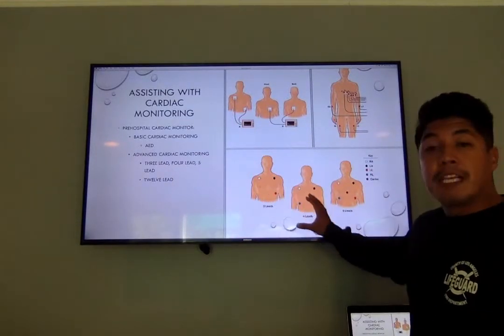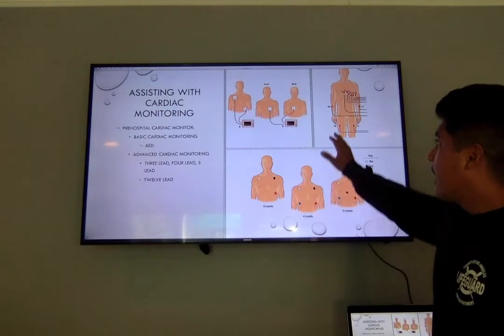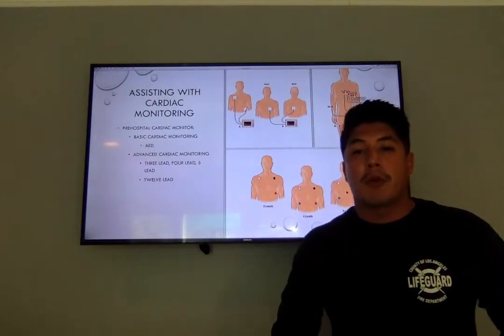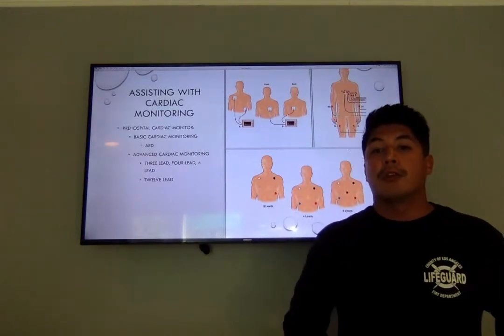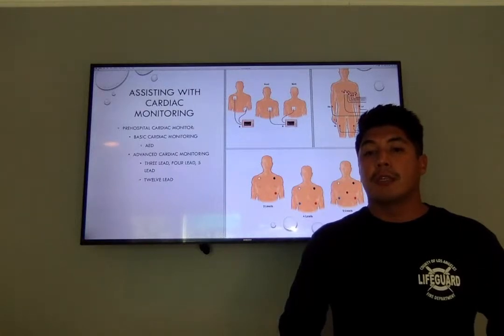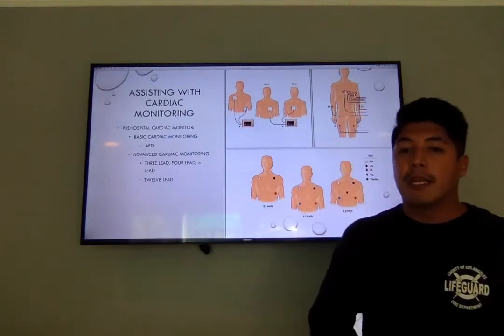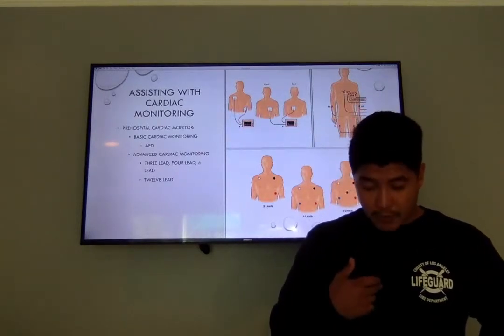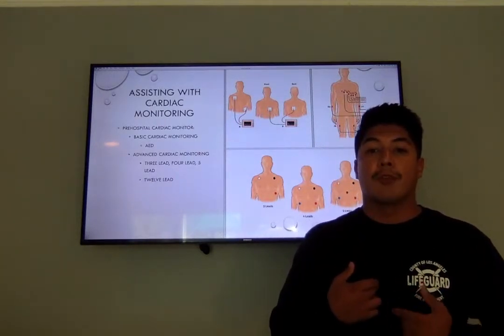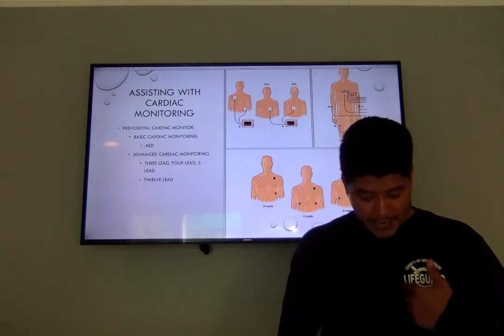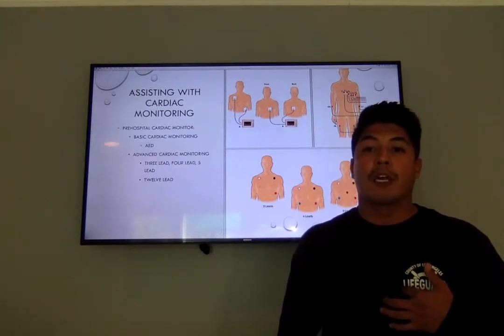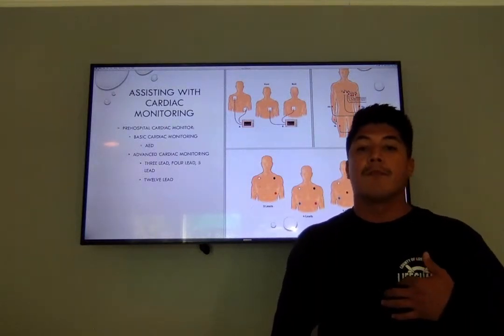4 and 3 will have similar placements, just fewer electrodes. Lastly, we're going to talk about our 12 lead cardiac monitoring. This is done when there is a suspected myocardial infarction, and this will give us a better reading for what the heart is doing. Placement for those electrodes are as follows: V1 on the right sternal border at the 4th intercostal space. V2 is going to be placed at the left sternal border at the 4th intercostal space.